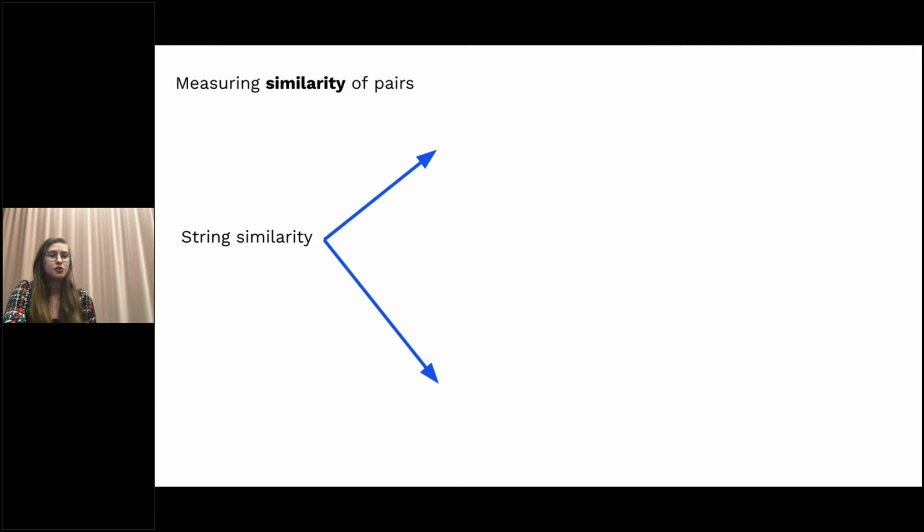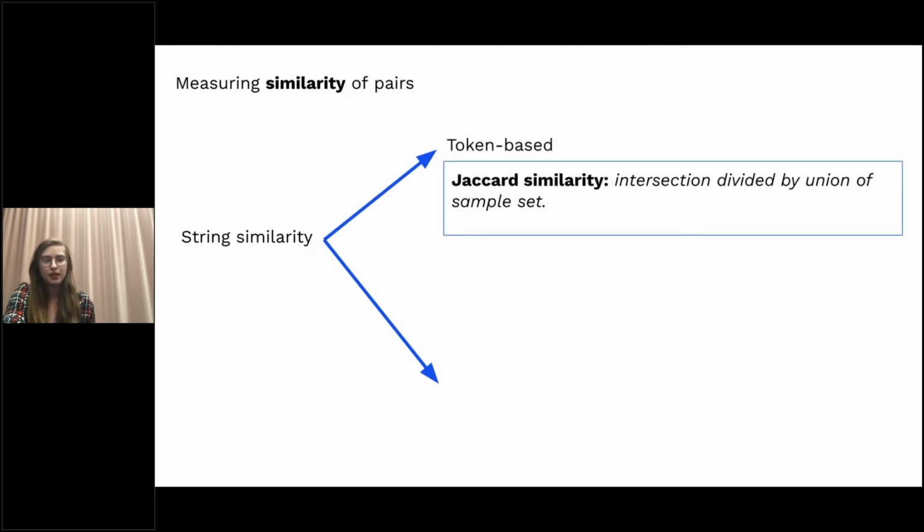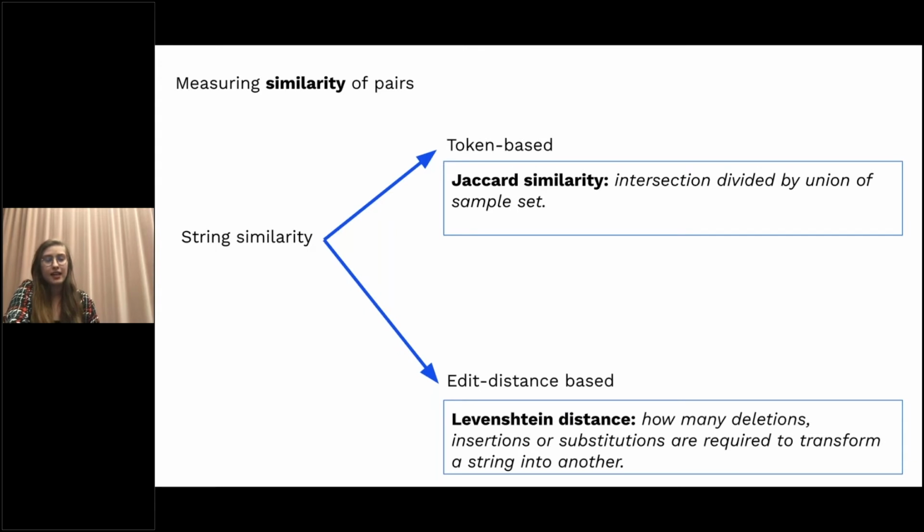We categorize them in two ways. So we can look at token-based, and an example of a very common metric used here is the Jaccard similarity, which is defined as the intersection divided by the union of a sample set. And this is pretty much a fancy way of saying it checks which words are in common between two strings. We have another category that could be edit distance based. So here a pretty common metric is the Levenshtein distance, which really means how many deletions, insertions, substitutions are required to transform a string into another.